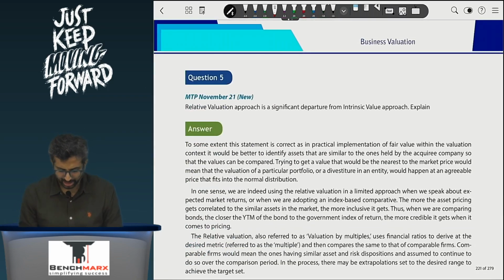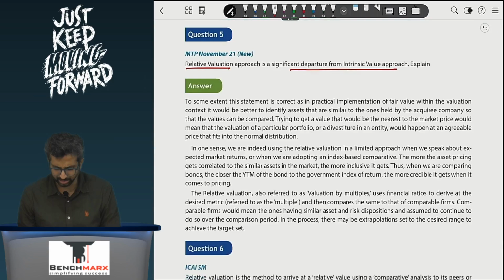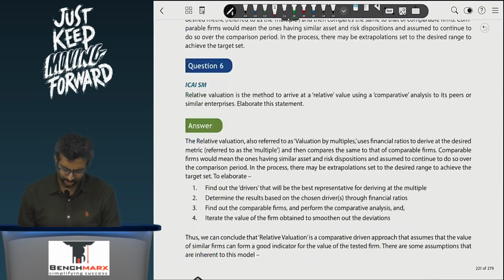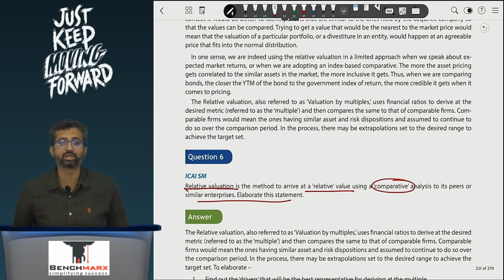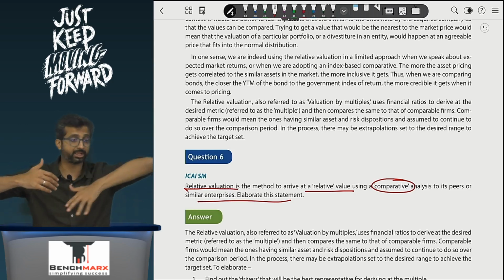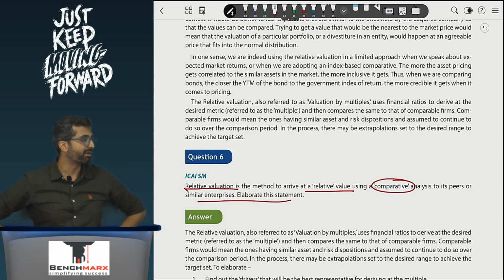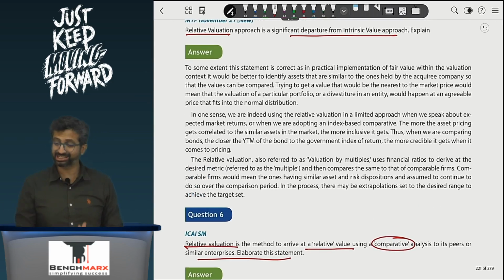Okay, next, relative valuation approach is a significant departure from intrinsic value. What is relative? Achha, next question also similar. Relative valuation is a method to arrive at a relative value using a comparative. Elaborate this statement. देखो, intrinsic value usually you calculate as present value of future cash flows. So we say value of a share is determined based on the present value of future cash flows. Relative valuation says कि यार खुद के cash flows चलो ठीक है, but I need to see how your company is benchmarked as compared to the peers. If everyone is trading at a P/E multiple of 10, आपका intrinsic value कुछ भी आ जाए, why will investor pay you more than 10 times of the earnings? So relative valuation is a significant departure.